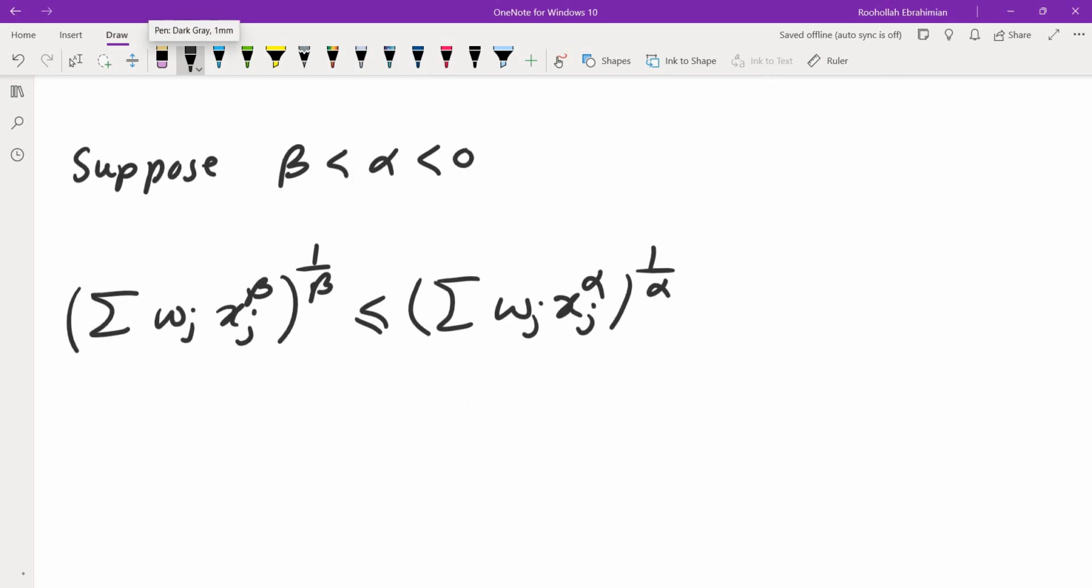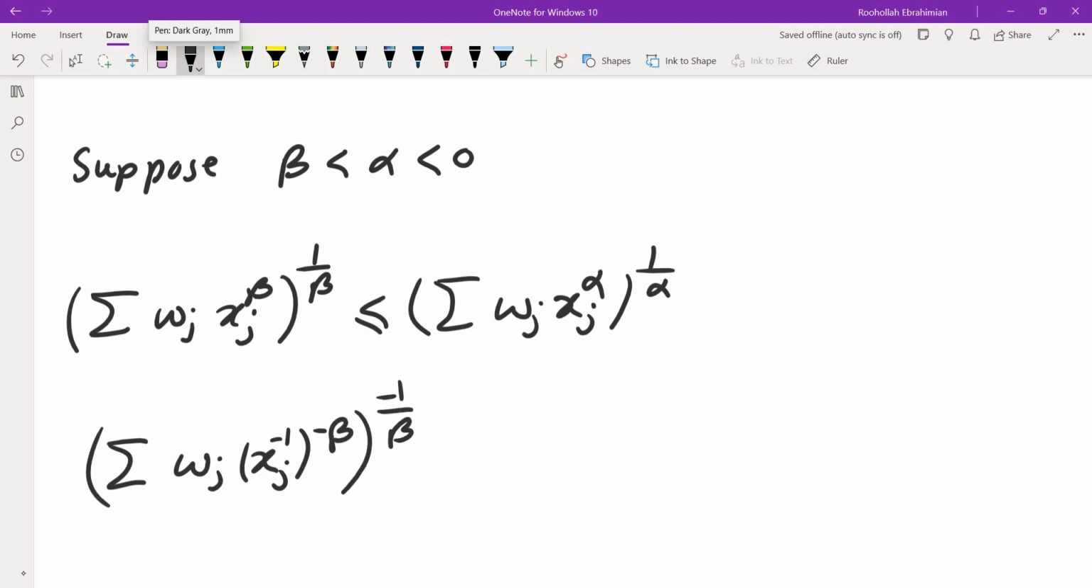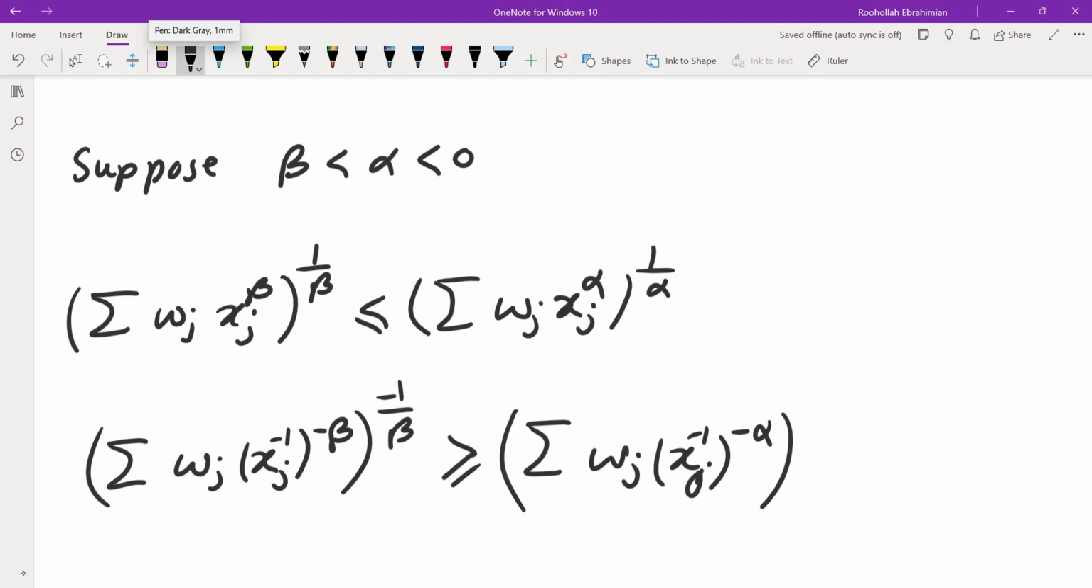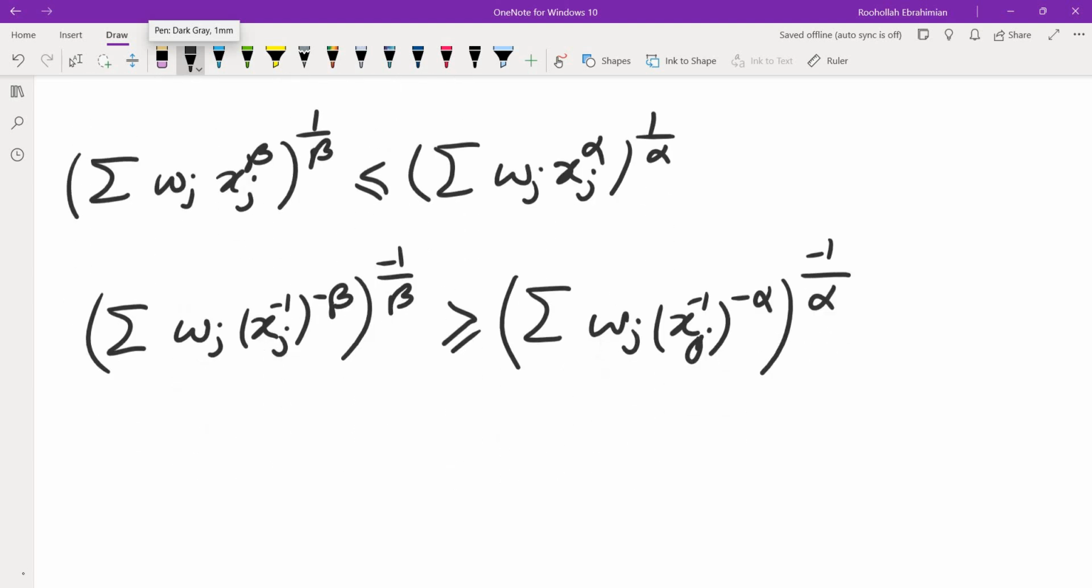What I'm going to do is replace alpha and beta by negative alpha and negative beta. So this gives me the sum wj xj to the power of negative 1, raised to the power of negative beta, and then raised to the power of negative 1 over beta, that is greater than or equal to the sum wj xj to the power of negative 1, raised to the power of negative alpha, raised to the power of negative 1 over alpha. So I took the reciprocal of both sides. And of course this is true because negative alpha is less than negative beta and they are both positive.